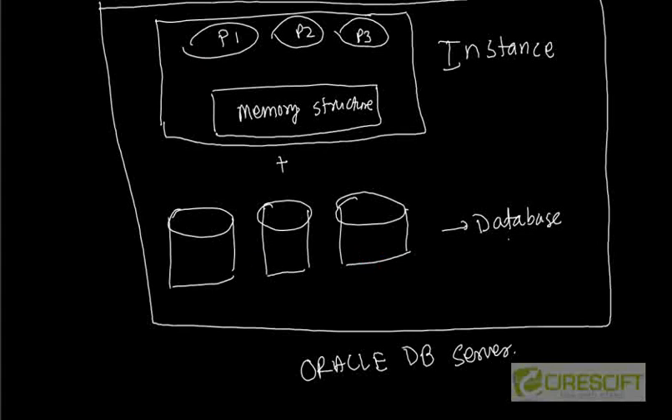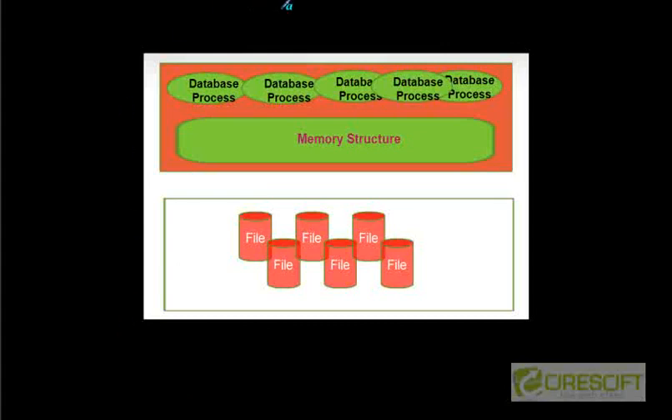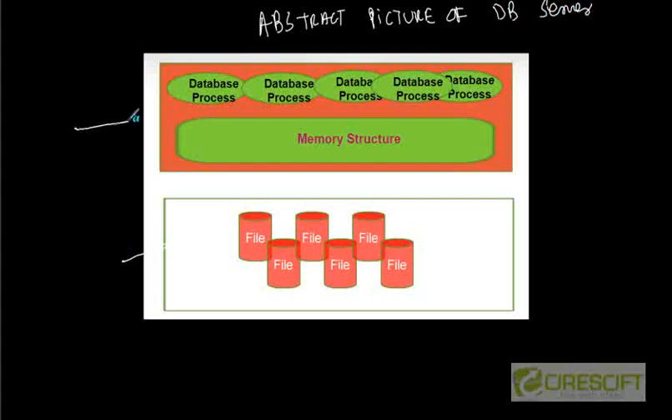All right, if my picture doesn't look good, this is an abstract picture of the Oracle DB server. This is called your database files, and the top part is called the instance. They work together. That means the instance will attach to these files, and then they work in a very sophisticated and very coordinated way, so this is how the database is going to work. We are going to discuss all those things in our later videos.